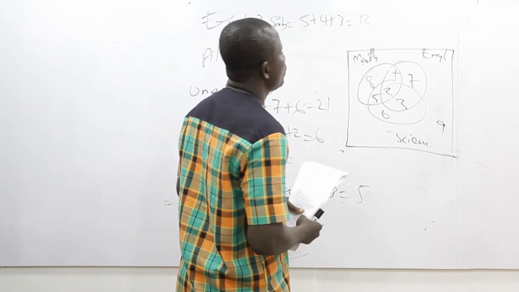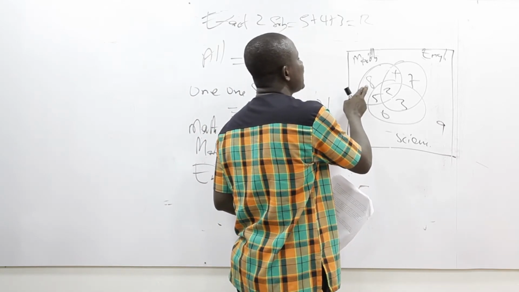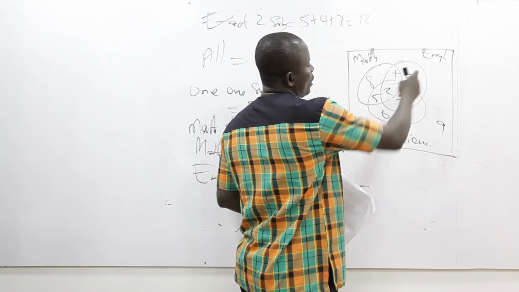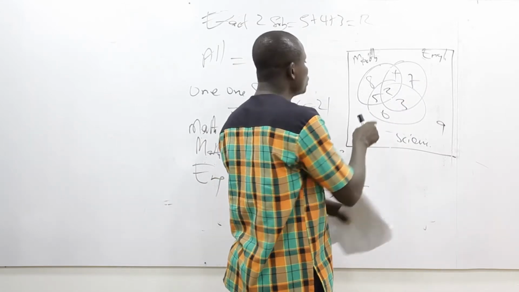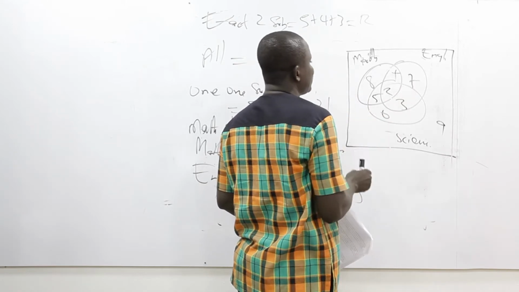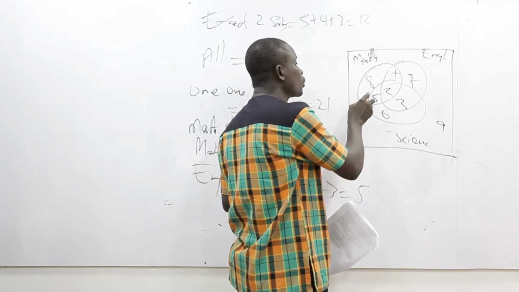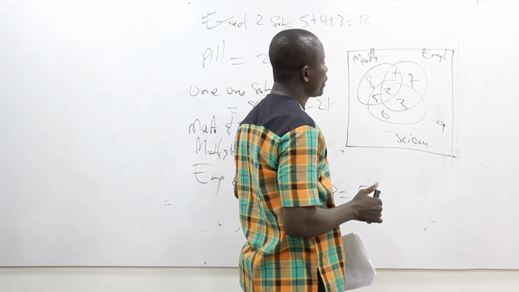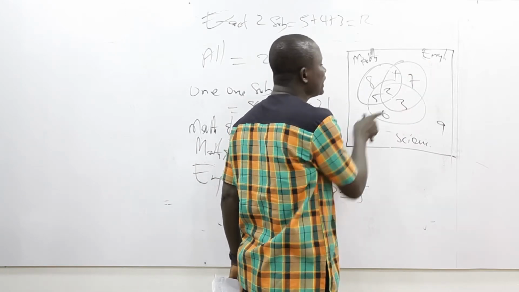So let me quickly run through. Here I'm saying that only maths is 8. Only English is 7. Only science is 6. So if we say only one subject, then it's going to be 6 plus 8 plus 7. That is only one subject. Exactly one subject, and exactly 2 subjects is this and that. But if I say English and science only, it is 3.